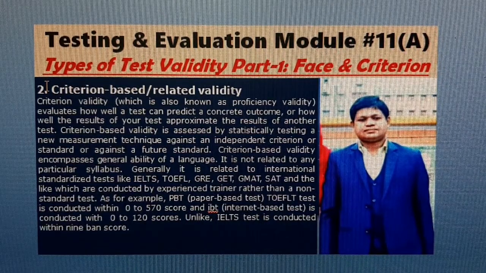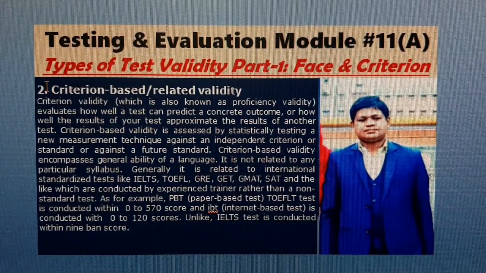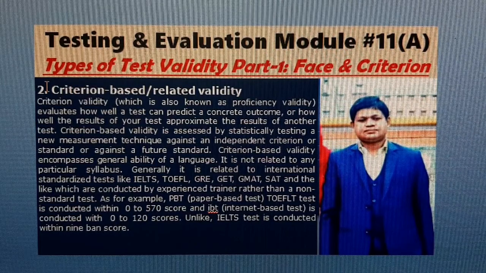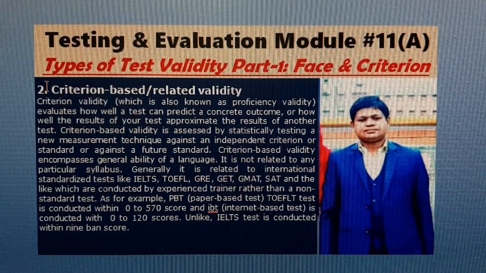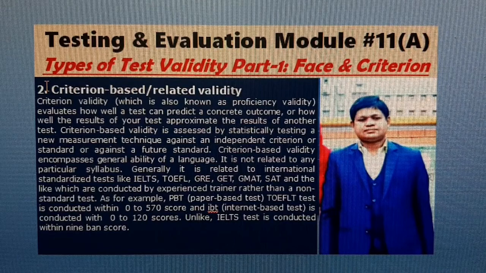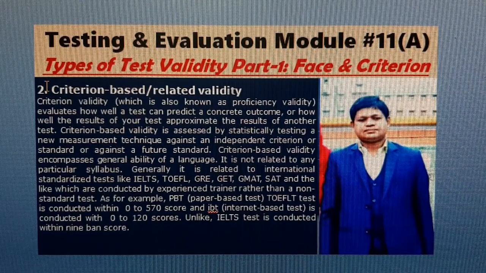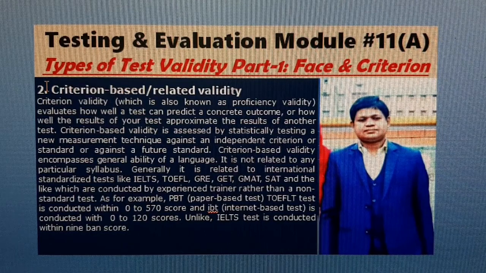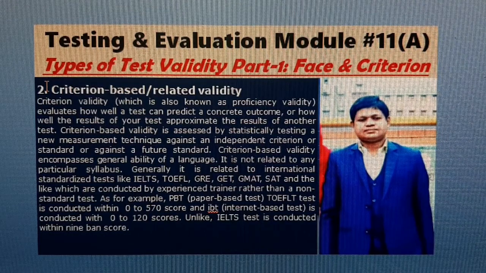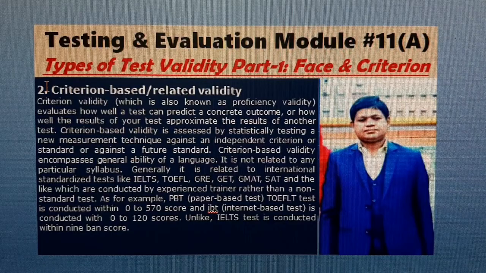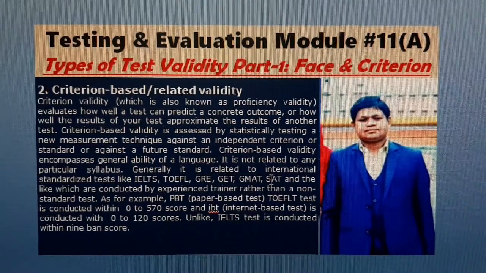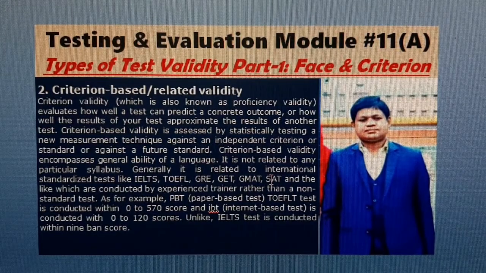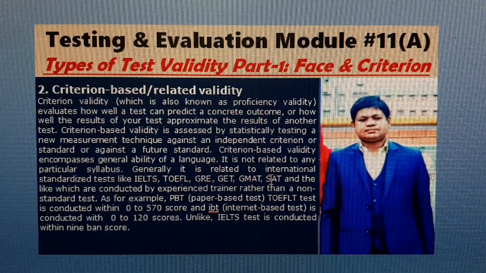Types of criterion-based validity. Usually, criterion-based validity is of two types. Number 1, concurrent validity against an independent criterion or standard. Number 2, predictive validity against a future standard. Now, I will be talking about them in detail.